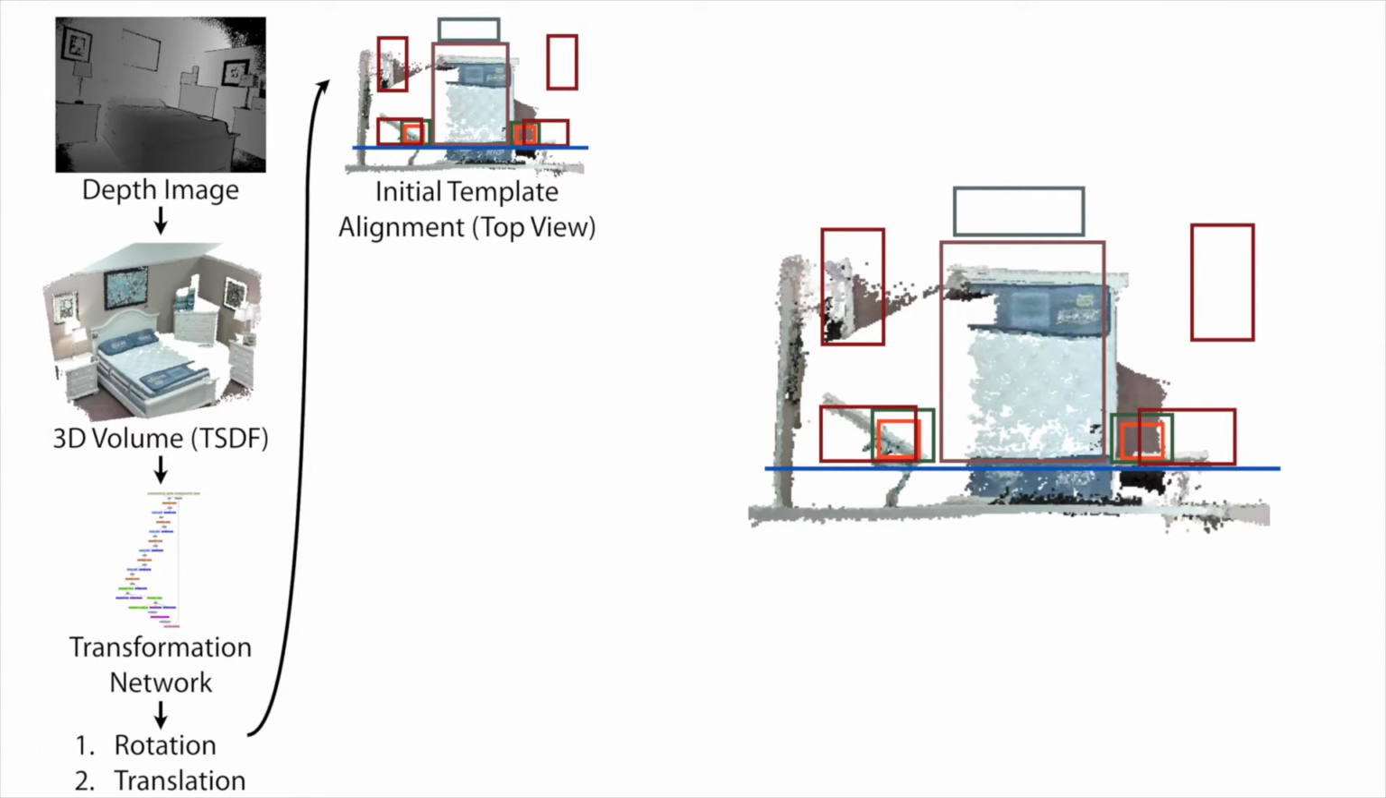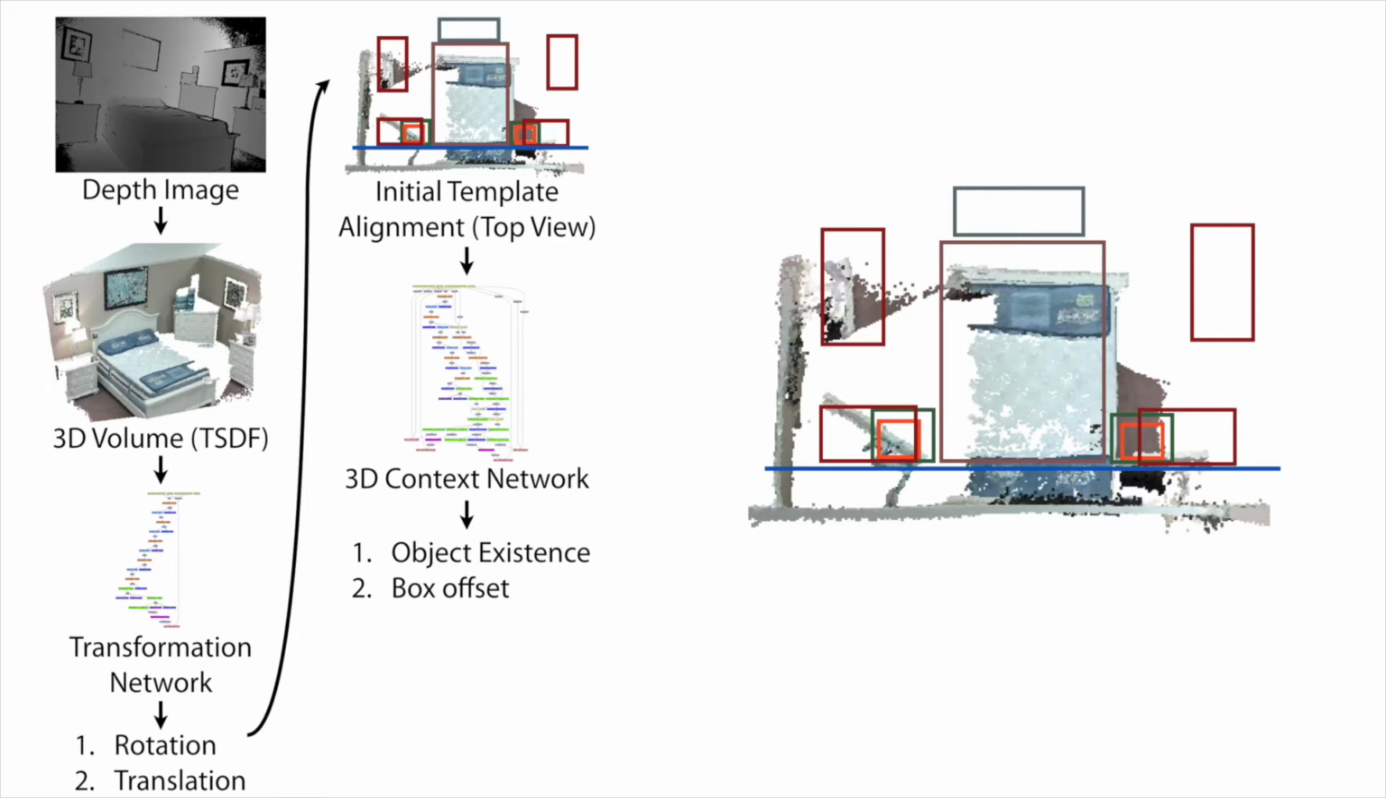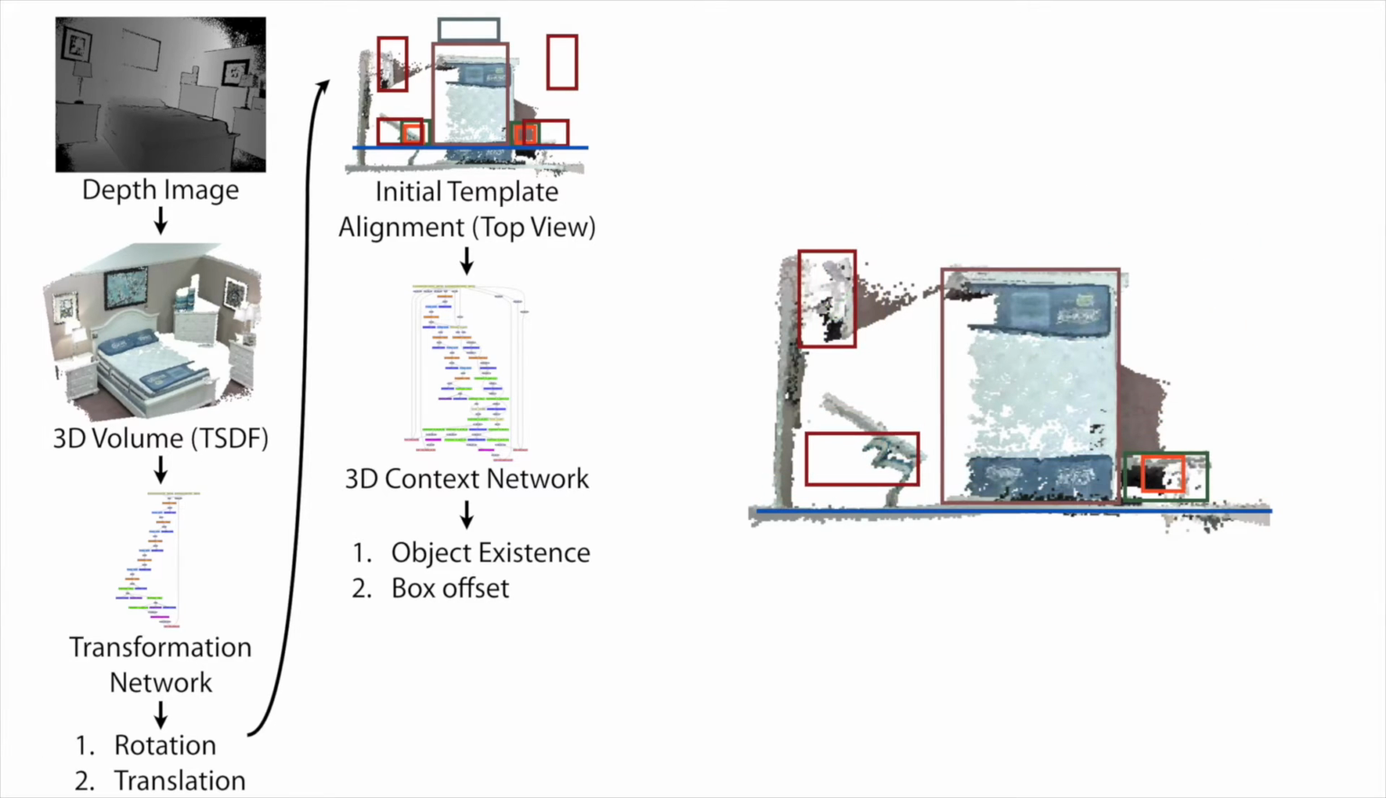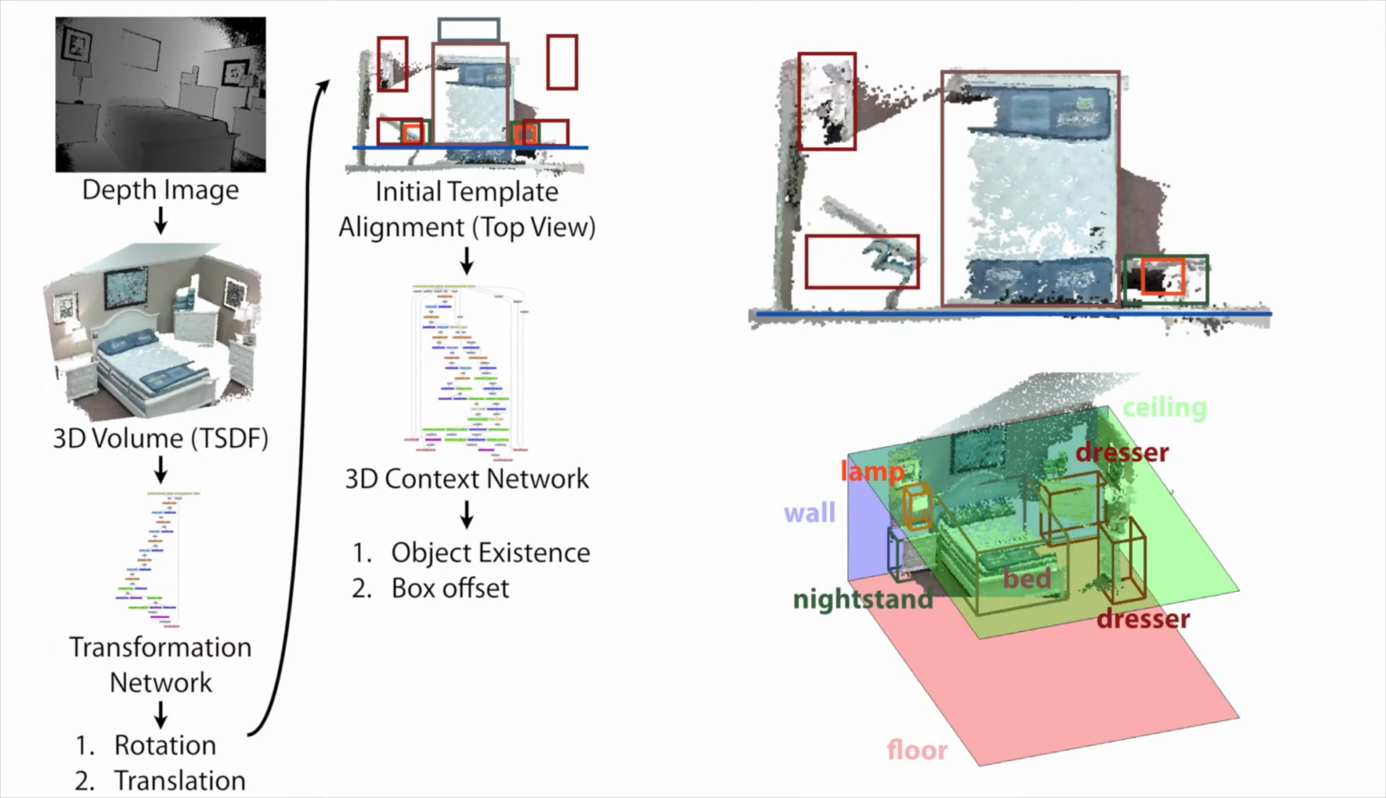After aligning the given scene with a scene template, its 3D volume is fed into the 3D context network, which tells us whether or not each object in the scene template exists and how their positions and sizes should be changed towards the correct case. The final 3D scene understanding result is obtained by integrating the network output and the predefined scene template.